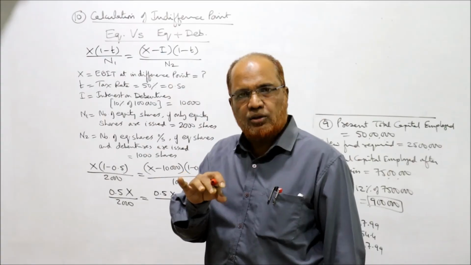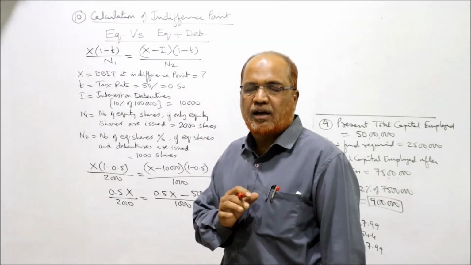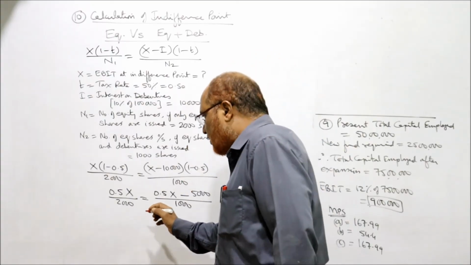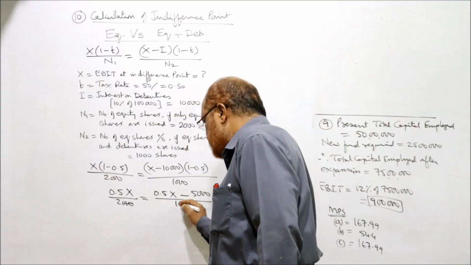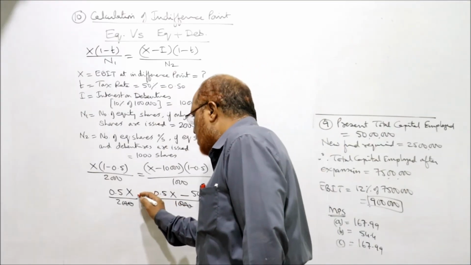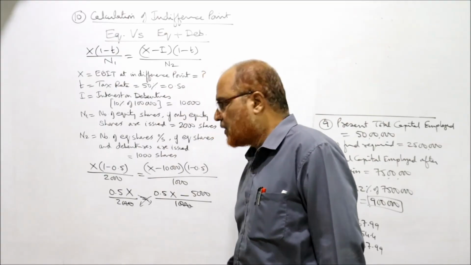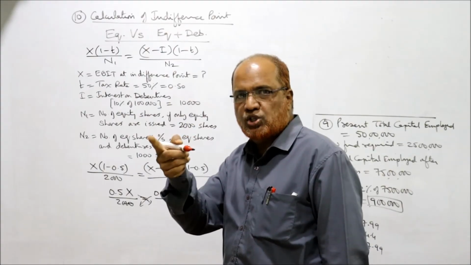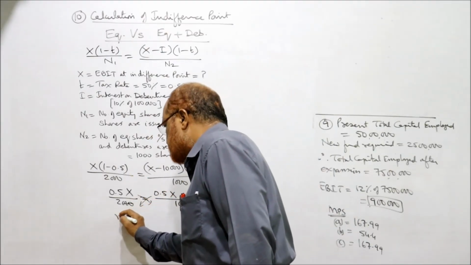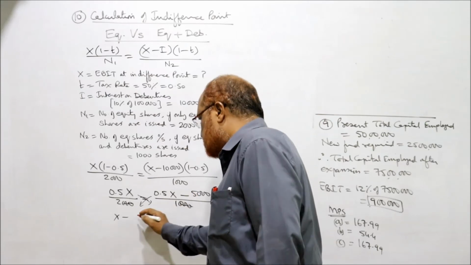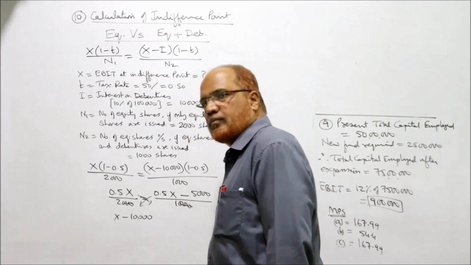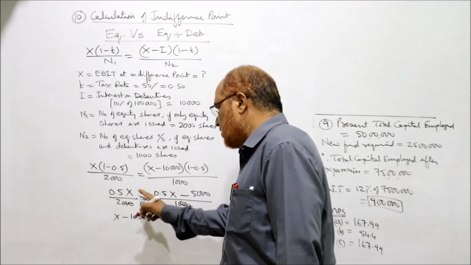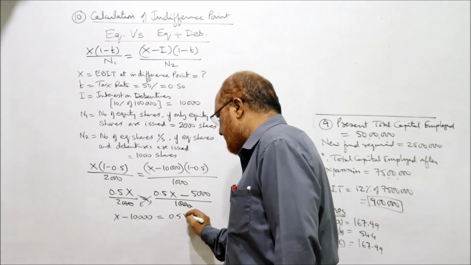नहीं भी कट करें तो वही आंसर आएगा, कट करें तो भी वही आंसर आएगा. कट करने से क्या होगा? अपना टाइम कम हो जाएगा. Our time will get reduced. So what I am doing is 3 zeros here cancelled, 3 zeros here cancelled. Now I am making a cross multiplication like this. So 2 into 0.5 is 1. 1 into X will be X minus 2 into 5,000 is 10,000 is equal to 1 into 0.5X is 0.5X.